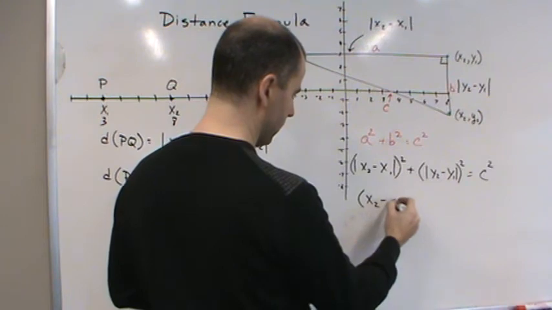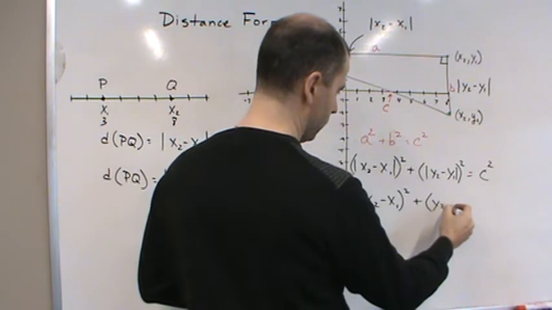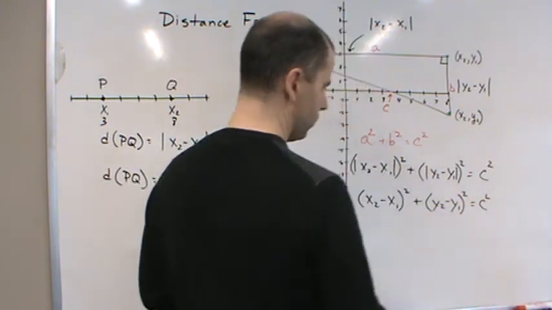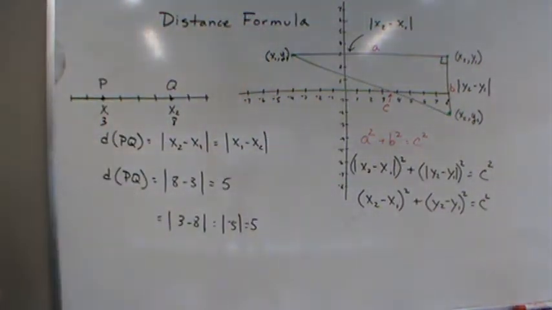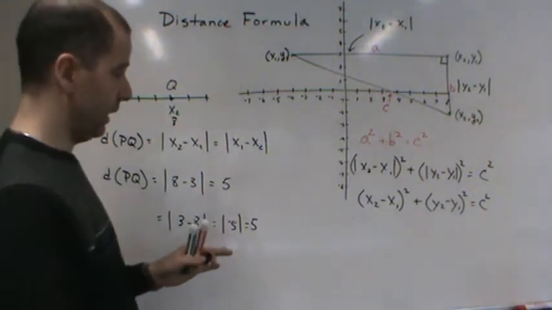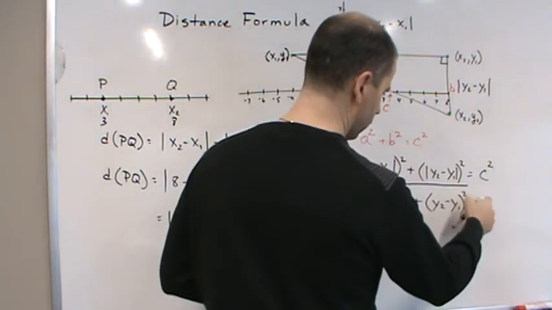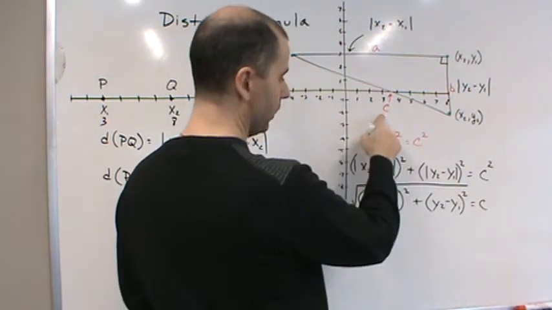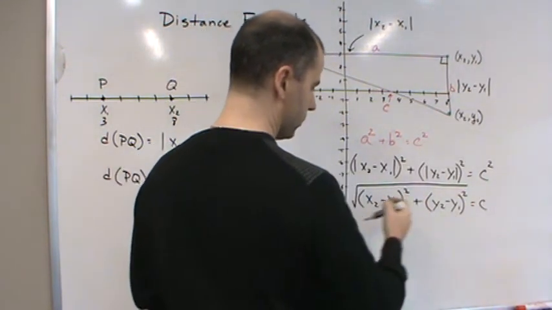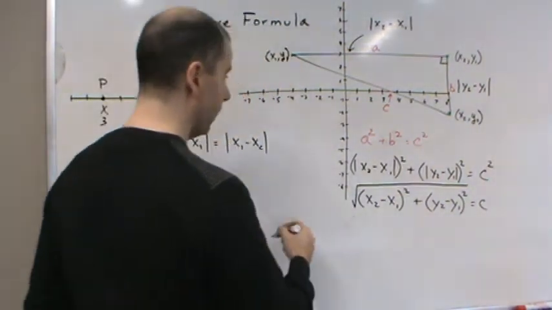So it's going to be x2 minus x1 squared plus y2 minus y1 squared equals c squared. Now, all I have to do now is take the square root of both sides and I'm done. And so if I take the square root of both sides, I get c, which is what I'm looking for, equal to the square root of this difference squared plus this difference squared. And that gives me the distance formula.